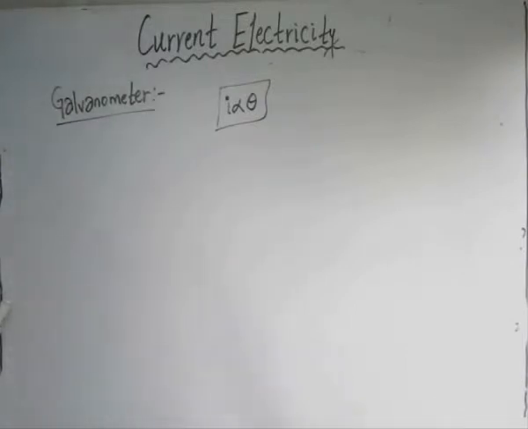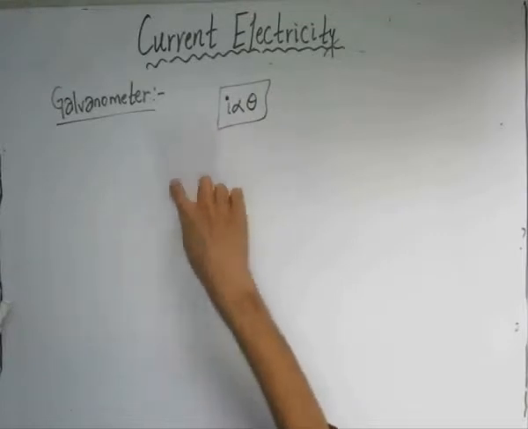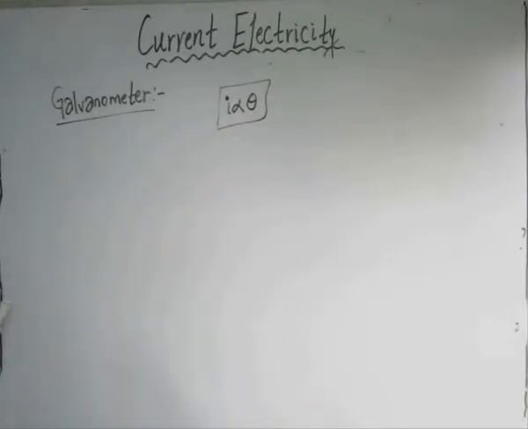Now same is the case, we can't directly use a galvanometer to measure the potential drop, because the internal resistance offered by the galvanometer is very small. It's not large enough to be used as a voltmeter or an ammeter. Later we'll see what modifications are to be done in order for the galvanometer to be used as an ammeter or a voltmeter.